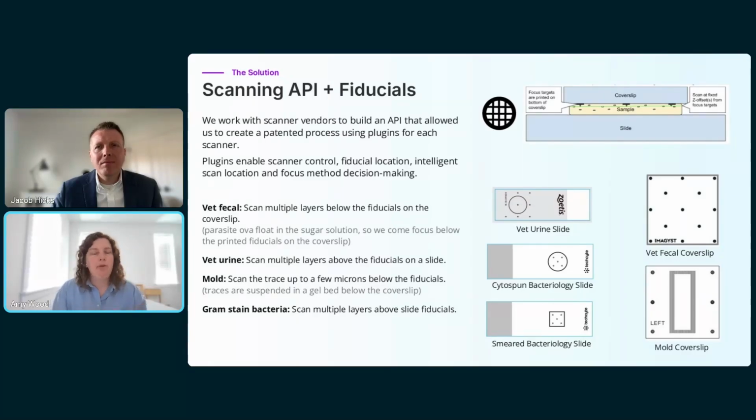But each different preparation, so a smear would go on this square one, and that would be something that's typically thicker. And then the cytospin samples would go on the circle one, and because it's thinner, we would focus a bit lower in the Z level to find the bacteria that we're looking for.